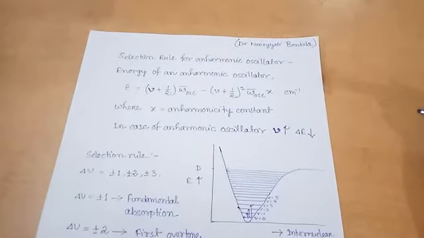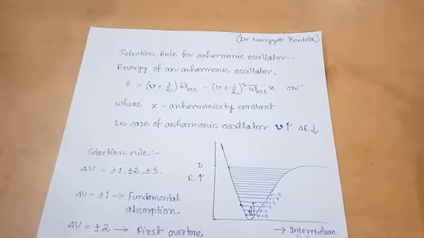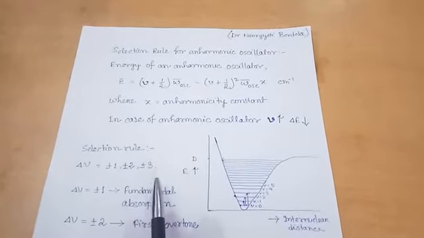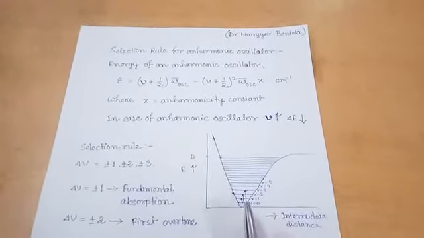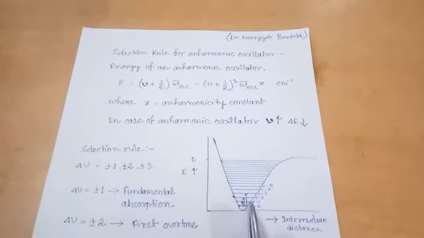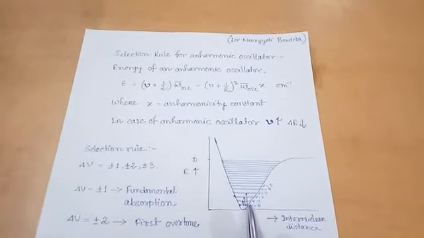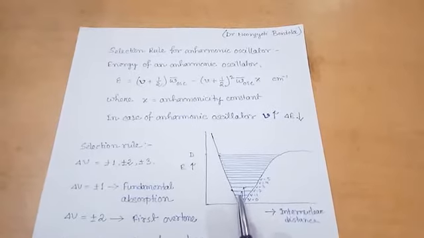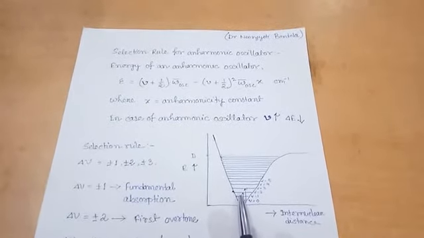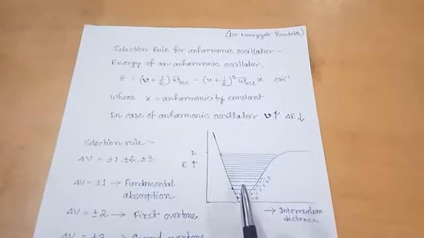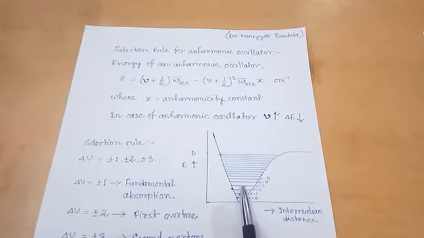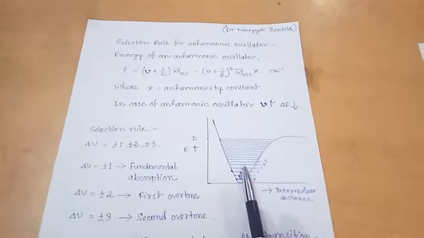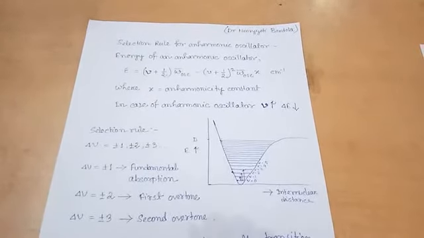So what are the selection rules? The selection rule for the anharmonic oscillator is delta v equal to plus or minus 1. It can be plus or minus 2 or it can be plus or minus 3. That means the transition can take place from 0 to 1, 0 to 2, or directly from 0 to 3 and so on. The transition from 0 to 1 level is known as our fundamental transition. The transition from 0 to 2 level is known as our first overtone. The transition from 0 to 3 level is known as our second overtone.